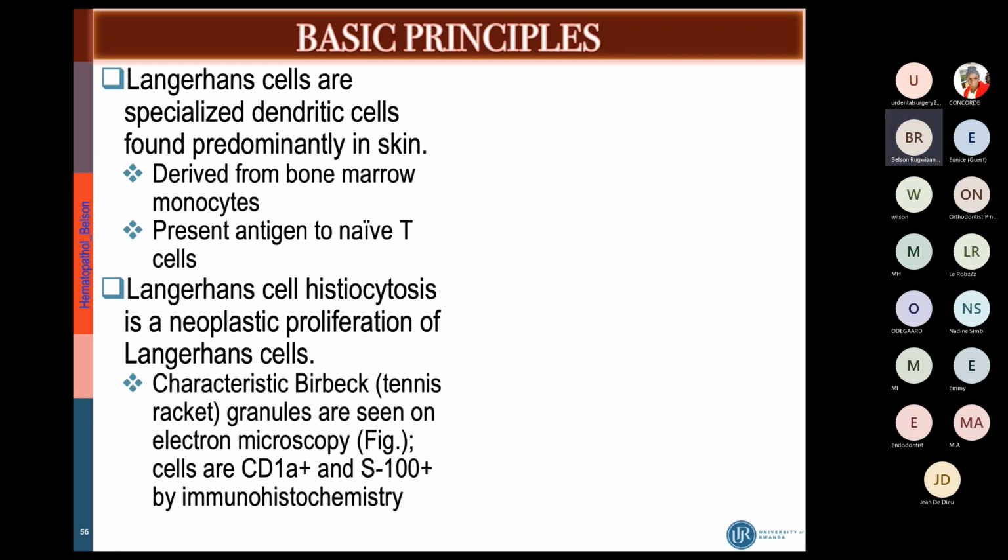So characteristic Birbeck or tennis racket granules are seen on electron microscopy. The cells are CD1a positive, S100 positive. In Africa we do not have these S100 markers, and CD1a you don't have it. So it means sometimes we are challenged when we want to diagnose this. But there is another one we use, CD68, which replaces it, a marker for monocytes and macrophages and so on.